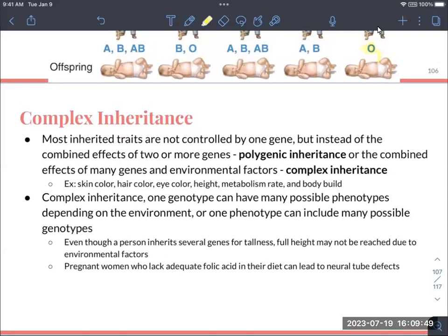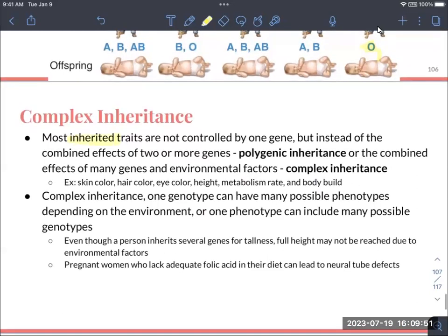Complex inheritance is where we are inheriting traits that are not controlled by one gene. They are instead controlled by a combined effect, polygenic inheritance, or the combined effect of many genes and the environment. That's complex inheritance. Skin color, hair color, eye color, height, metabolism rate, and your body stature, your build.